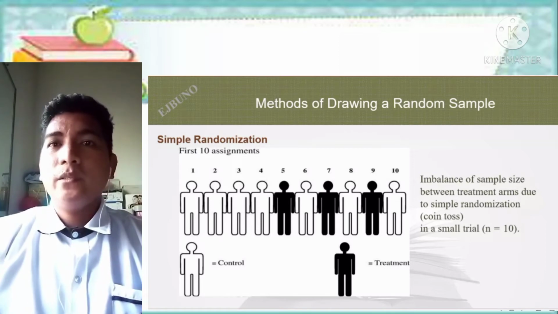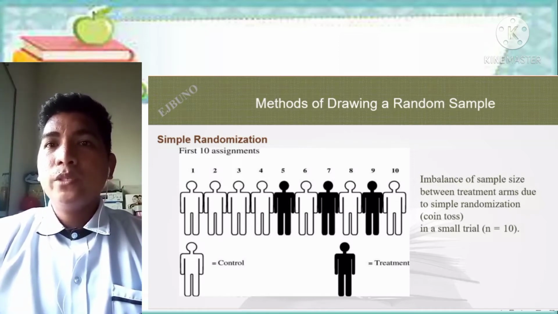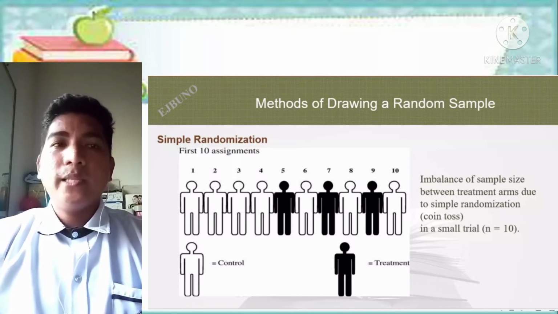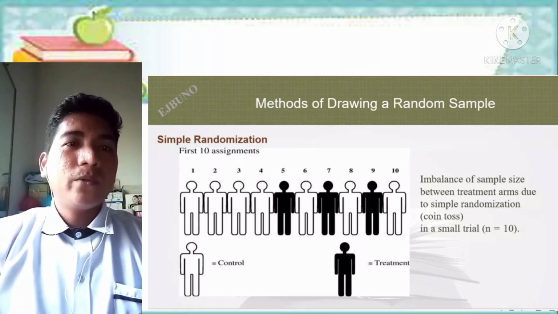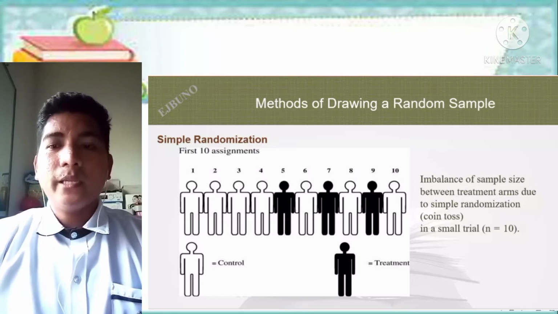Simple randomization: imbalance of sample size between treatment arms due to simple randomization. Coin toss in a small trial, n equals 10. White is a control. Black is a treatment.